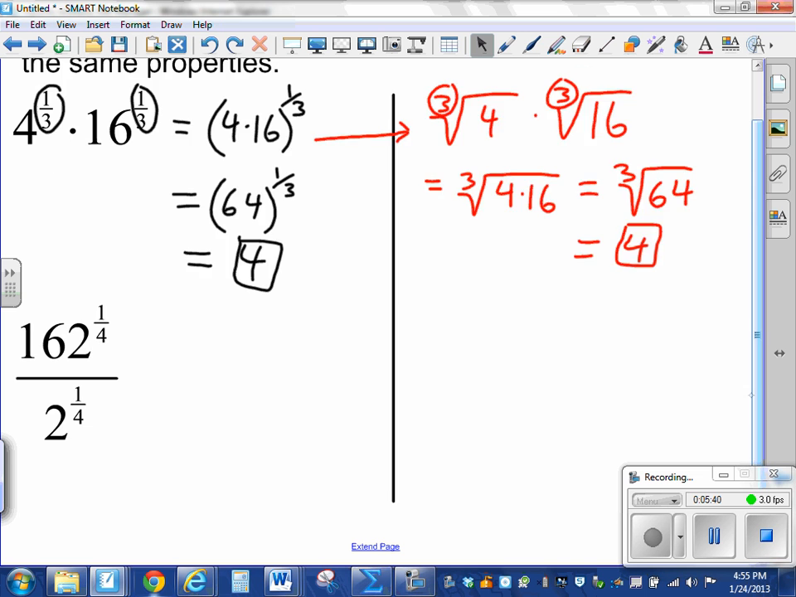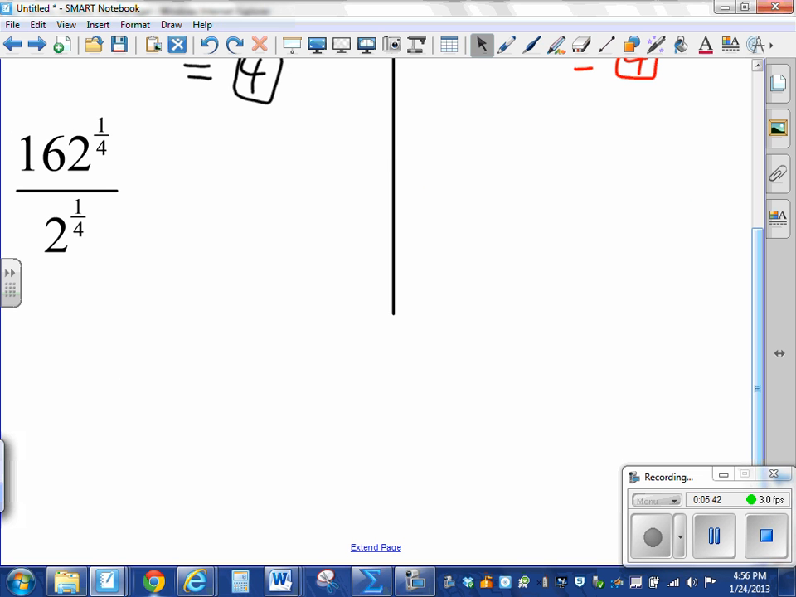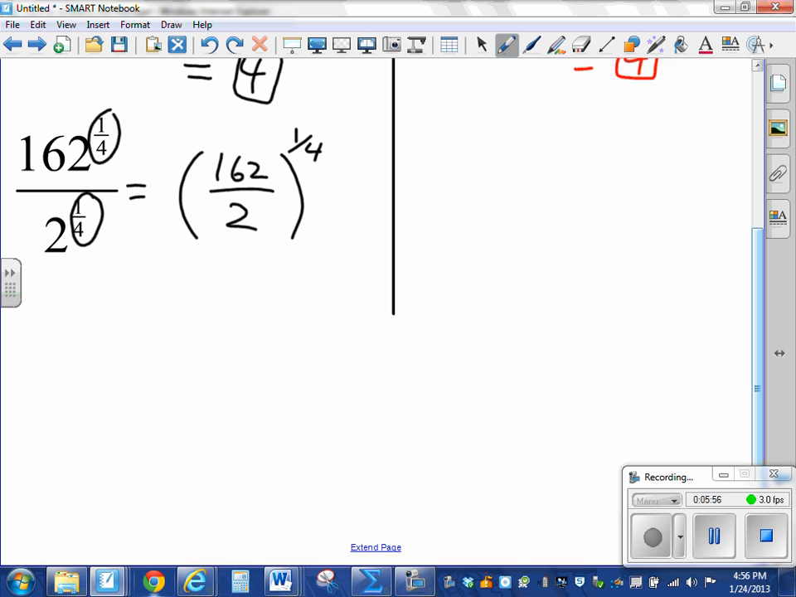So moving on to the next one. So the next one, same thing. We have the same exponents. So what you can do is pull the exponent off. So 1/4. So you get 162 divided by 2. Okay. 162 divided by 2 is 81. That's going to be to the 1/4 power.